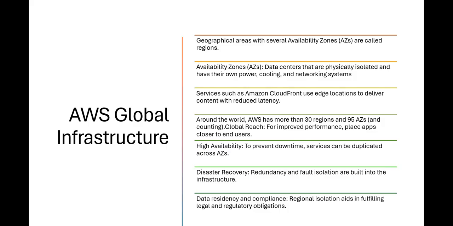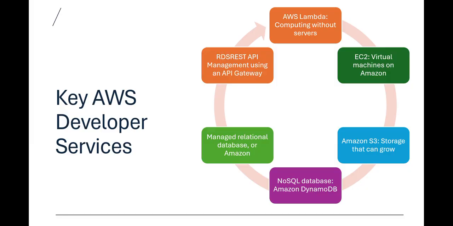And in global reach, for providing performance, it places apps closer to end users. For high availability, to prevent downtime, services can be duplicated across availability zones. For disaster recovery, redundancy and fault isolation are built into the infrastructure. And for data residency and compliance, regional isolation aids in fulfilling legal and regulatory obligations.